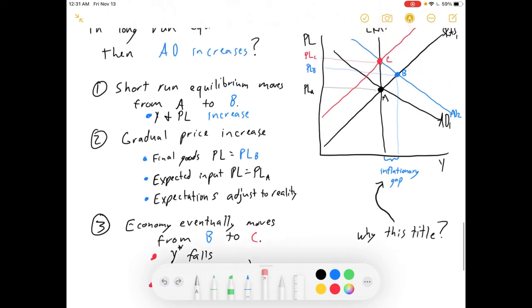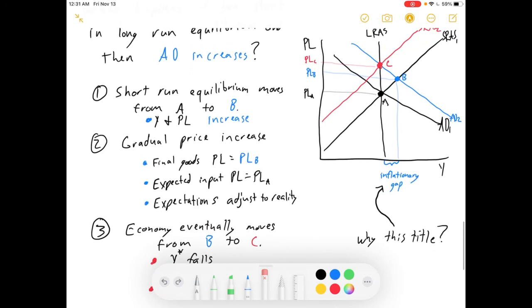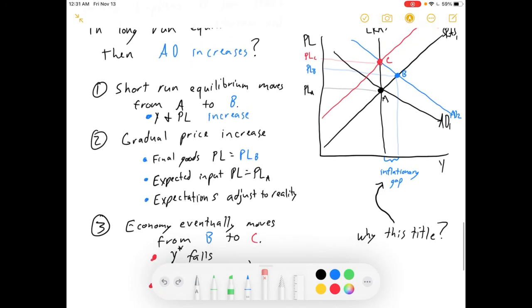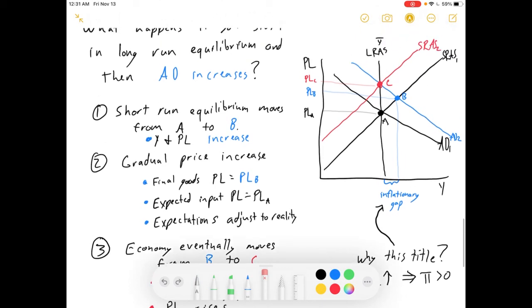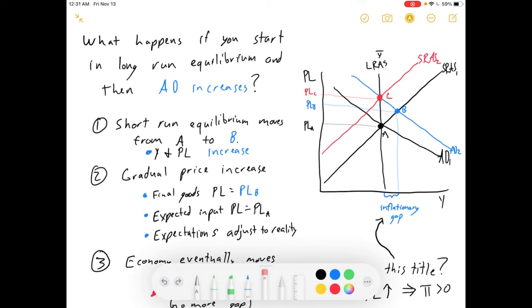Now, why do we call it an inflationary gap when Y star is greater than Y bar? Well, it's obvious. In order for it to correct, the price level had to increase. And if you increase the aggregate price level, that's positive inflation. In order for the economy to self-correct in an inflationary gap, you're going to get some inflation.